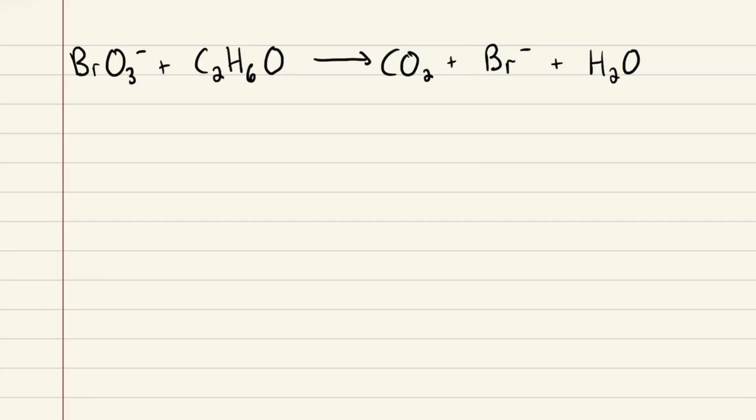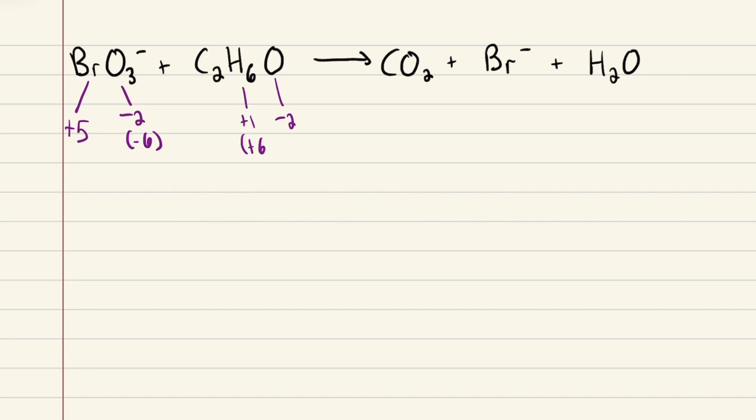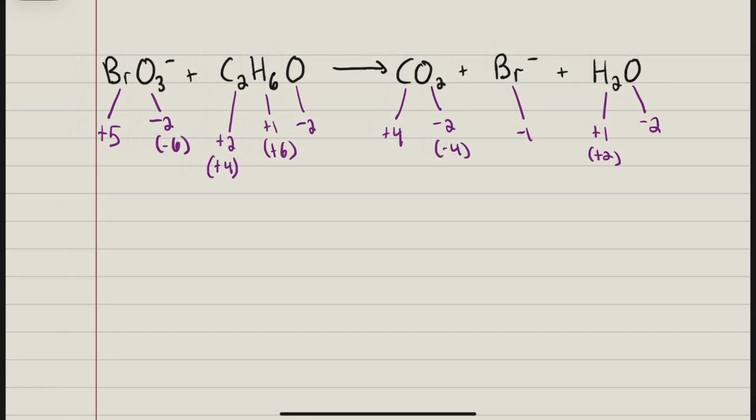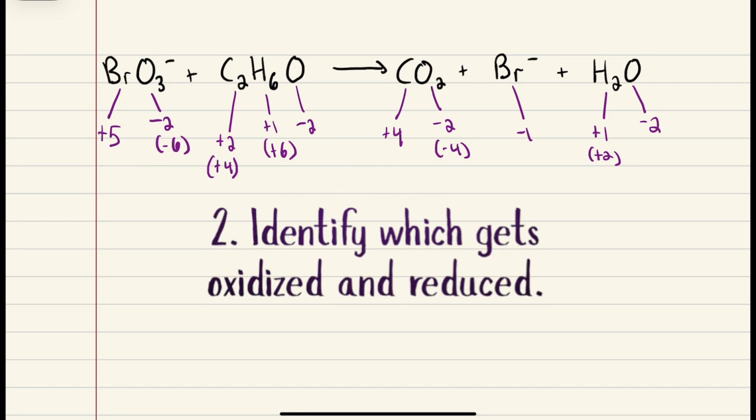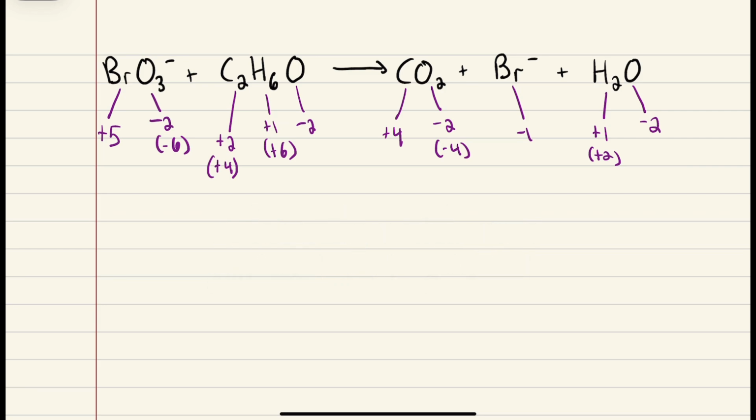So the first thing we're going to do is assign oxidation numbers to each element in this reaction. Next, we're going to find out which substance was oxidized and which one was reduced based on the change in oxidation number per atom, so not the totals.